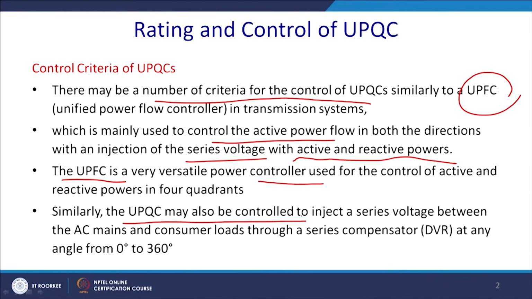Similarly, UPQC also can control and inject a series voltage between the AC mains and the consumer by the series DVR at any angle, that is, it can also operate in 360-degree operation. Essentially, when you add the problem of the distribution system, you are required to operate fast because of the fast changing harmonics, and the device rating is required to be reduced in the distribution transformer.